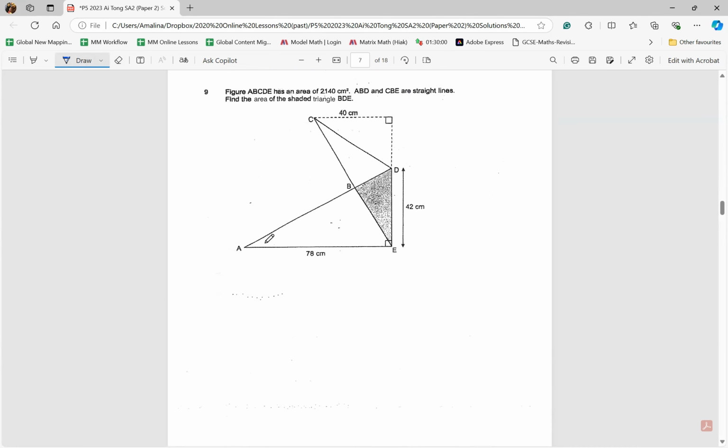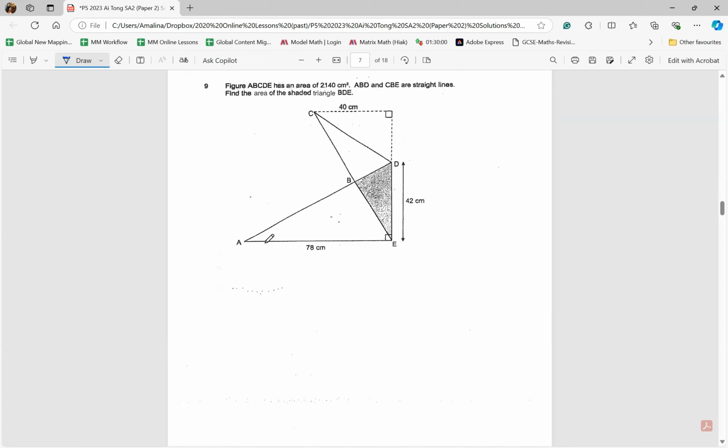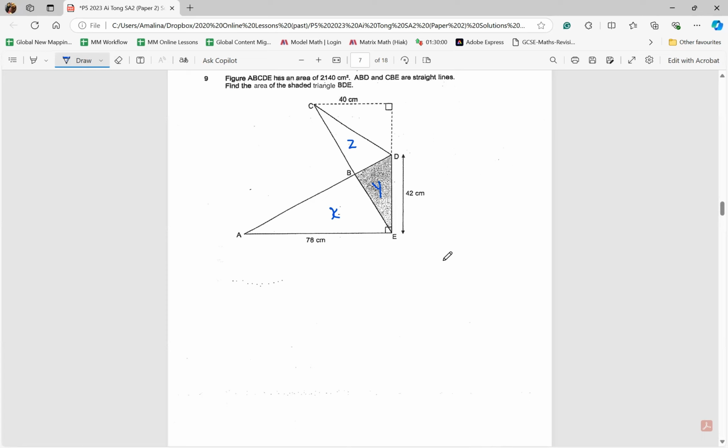Okay, question number 9. Now, figure ABCDE has an area of 2,140 cm square. ABD and CBE are straight lines. Find the area of the shaded triangle BDE. So you want to find this shaded triangle. Now I'm going to assign letters to my diagram so it's easier for you to follow along. So I will let this area ABE be area X, this be area Y, and this be area Z. You label this first on your paper.